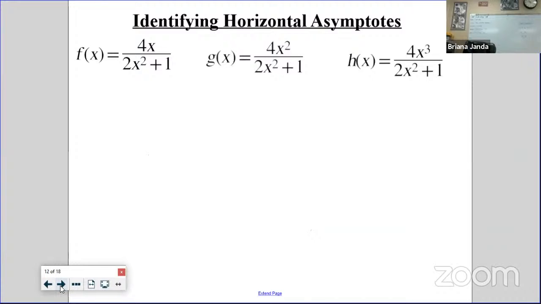After we have identified our horizontal asymptotes, let's go through a real practice here real quick, okay? You guys are going to be practicing for me. So on our next one, we're going to classify little over big, big over little, or same. Let's look at that first one. 4x over 2x squared plus 1. Little over big, good.